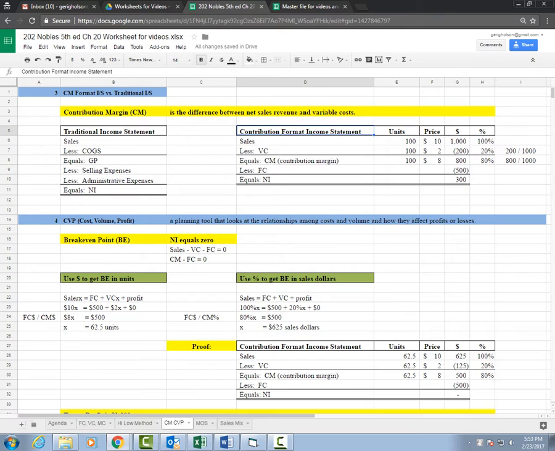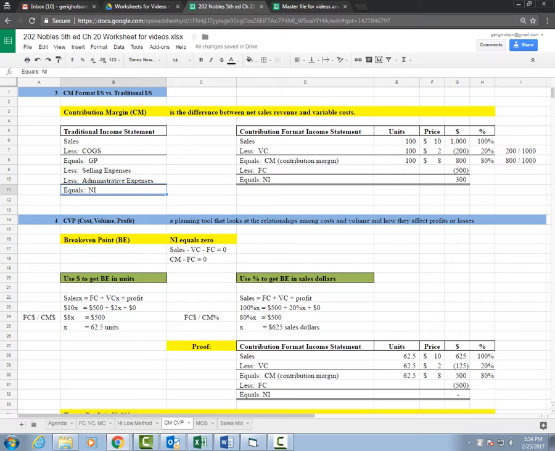Internally, we want a different format for our income statement so that we can make better decisions on our products. So this is called the contribution format income statement. And all we're doing is we're taking the cost of goods sold and the selling expenses and the administrative expenses, not gross profit, just those three costs, and we're separating them into their variable components and their fixed components. So the net income on the two income statements is going to be identical no matter how you fix it.